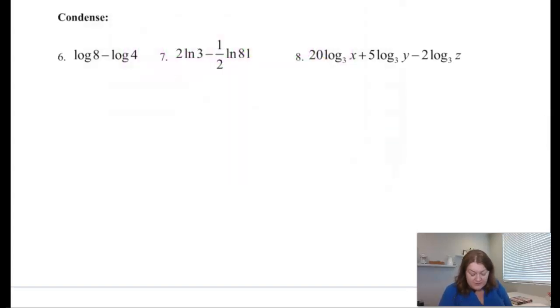All right, so in our first one here, I can see that they're both log base 10. So I'm just going to consider it a single log, and then notice that they're being subtracted. So this is going to be 8 over 4, also known as log of 2.